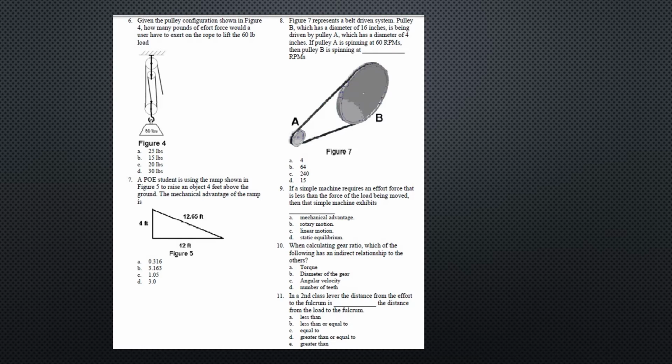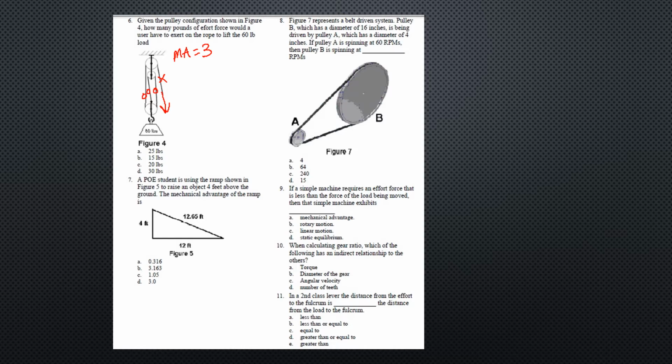Number 6, given the pulley configuration shown in figure 4, how many pounds of effort force would the user have to exert on the rope to lift a 60-pound load? So what you have to do is first and foremost look at the mechanical advantage of the system. In a pulley system, you're counting the strands. That's going to be 3. You don't count this one, that's the one that's actually going to be doing the pull, so that one doesn't work. So my mechanical advantage for this pulley is 3.